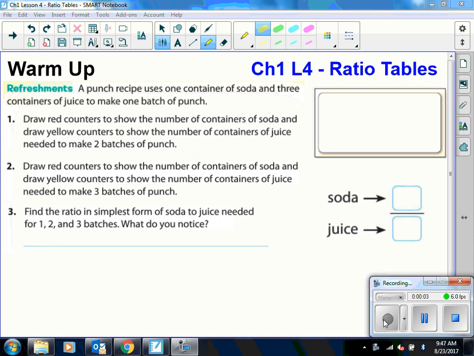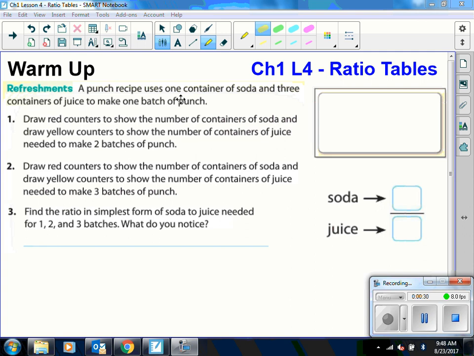All right, so chapter 1, lesson 4 is ratio tables. Okay, so for the warm-up, it says a punch recipe uses 1 container of soda and 3 containers of juice to make 1 batch of punch. Number 1 says draw red counters to show the number of counters of soda and draw yellow counters to show the number of counters of juice needed to make 2 batches.